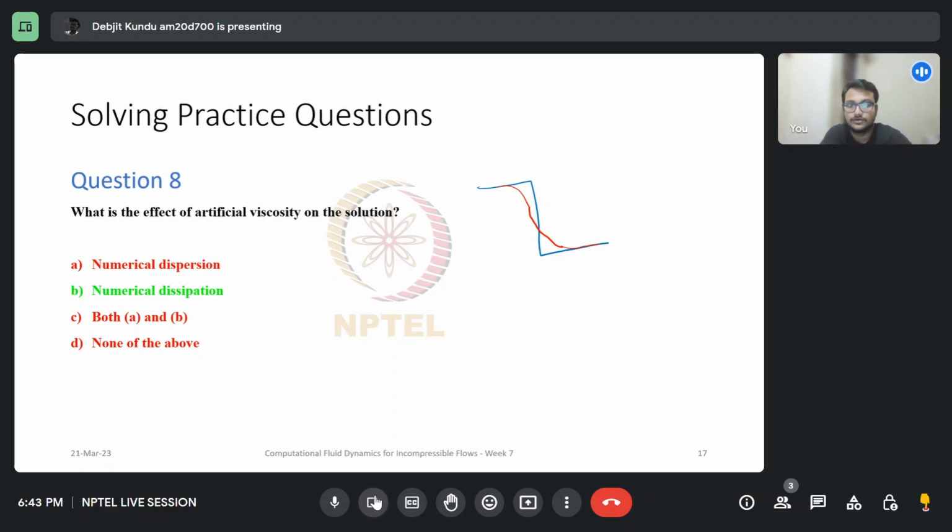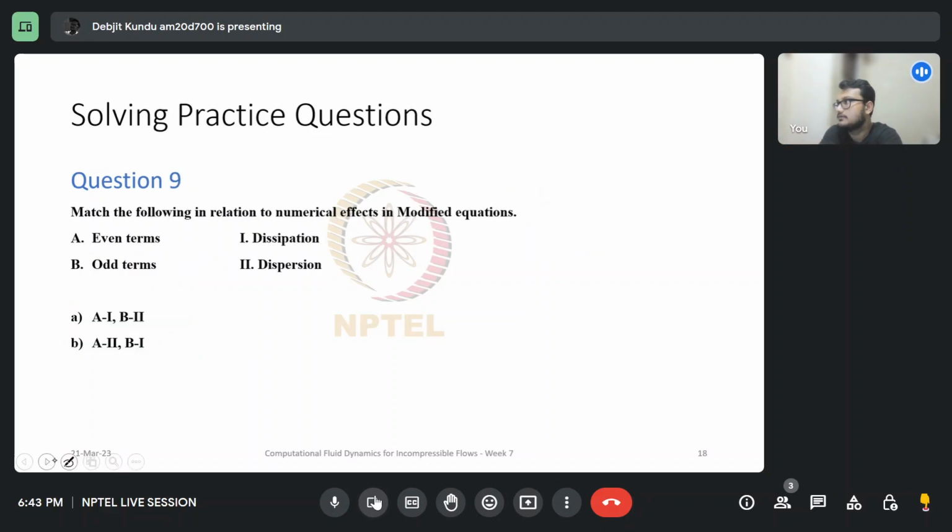Okay, so let's move on. We'll move on to question number 9 of today's session, which is asking us to match the following in relation to numerical effects in modified equation. So this is a match the following type of question. We have two columns with two options each. You have to pick out the correct combination, which term corresponds to which term. So these are in relation to modified equations.